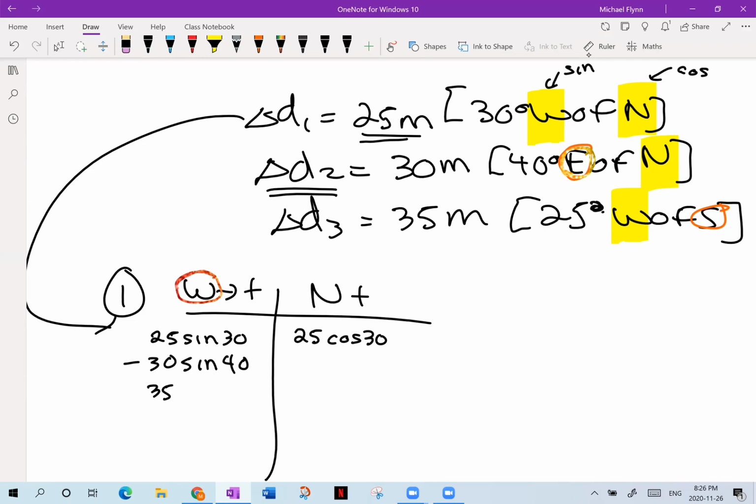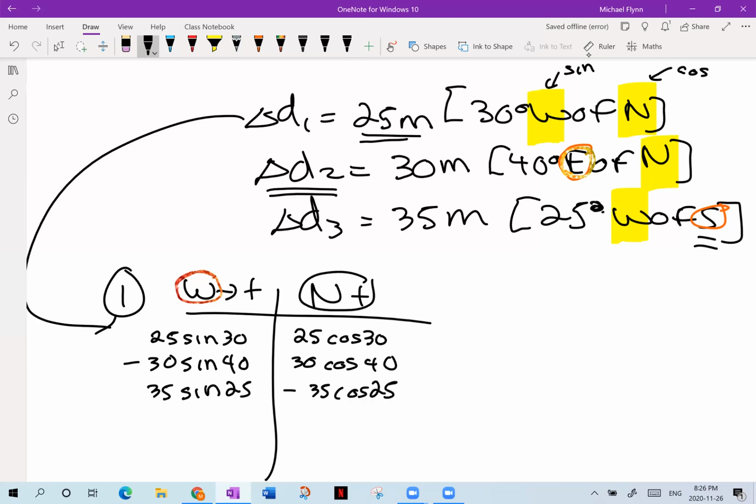Now, finally, my third vector is going to be 35 sine, oops, I forgot to put the other component, so let me do that in a moment. 35 sine of 25 for that guy. Let's go back to the second vector for a second. The north component would be 30 cos of 40. And then finally, the south component would be negative 35. Negative because we said north was positive, but that guy is south. So it's negative 35 cos of 25.